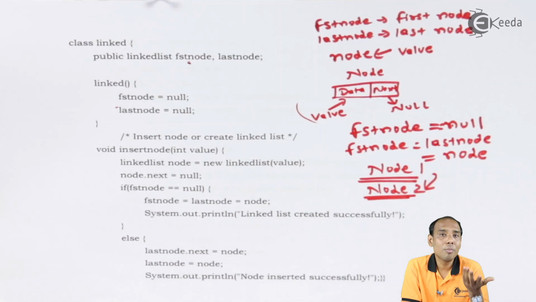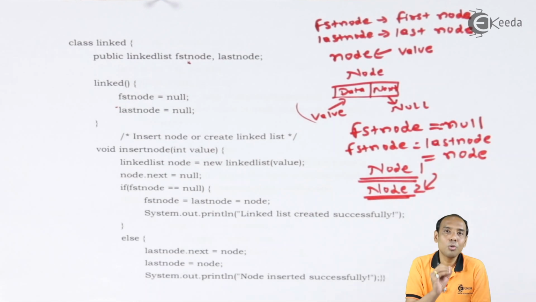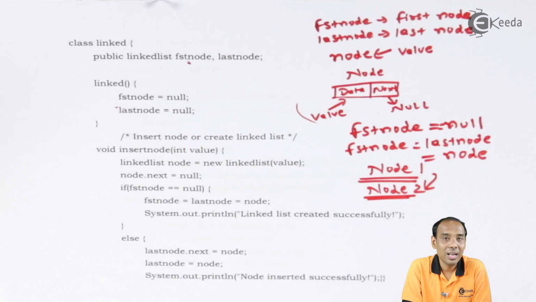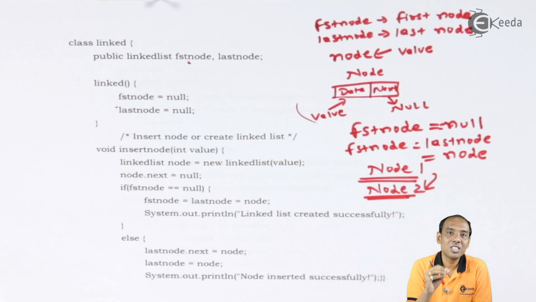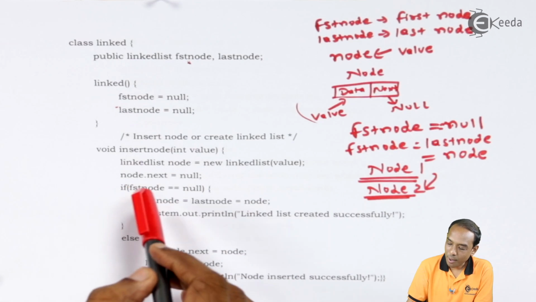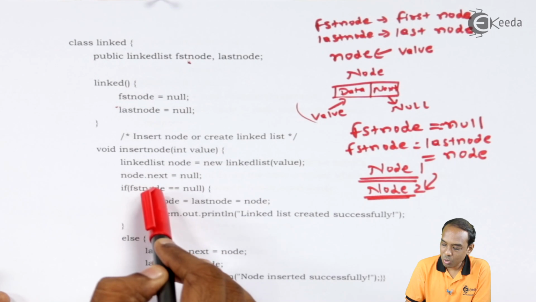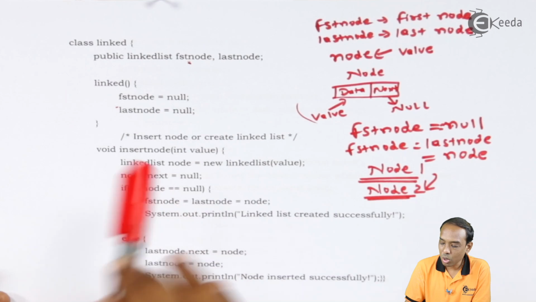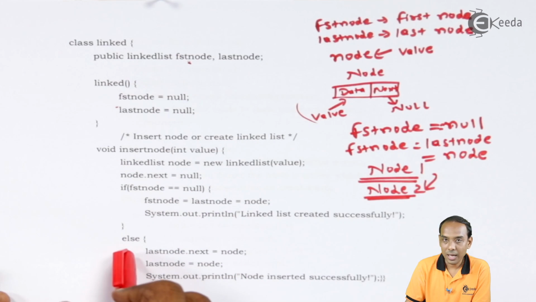If I want many more nodes, in that case I need to shift the pointers. That is, I need to point to someone else. In that case what happens, my first node value will not be equal to null. So my if condition, first node equal to null, will not hold true here. In that case it will move to the else part. It means that I have more nodes to add to the linked list.